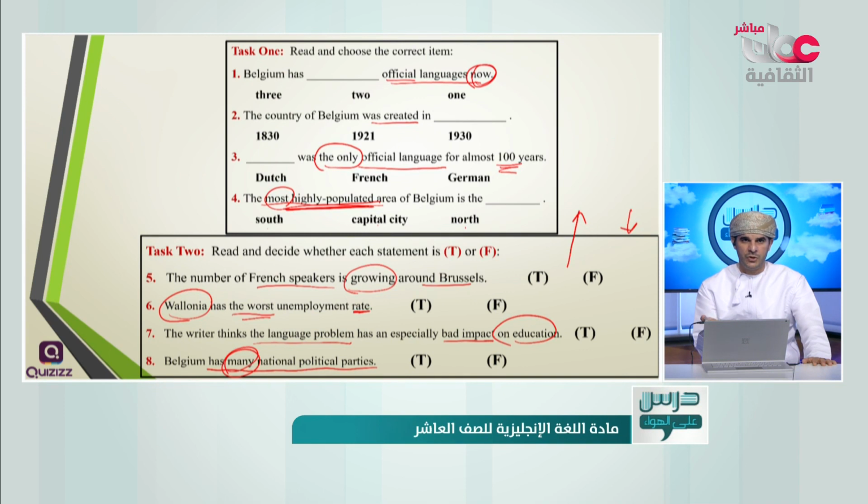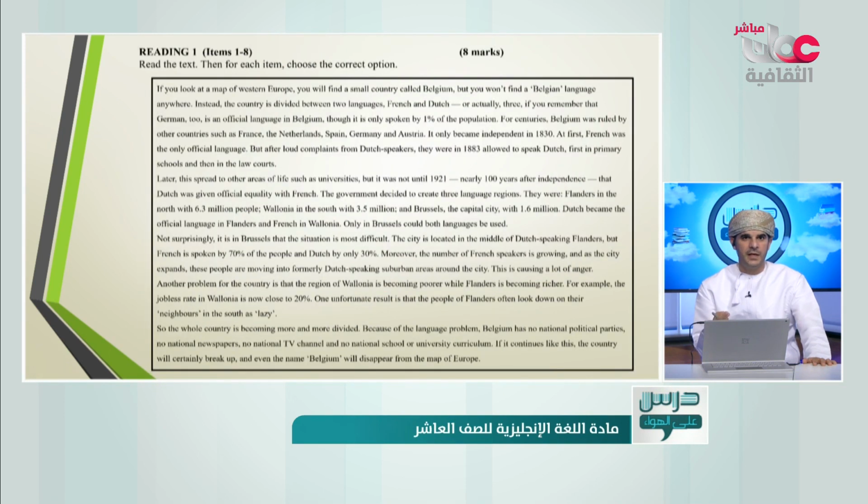Now, let's go to the reading. And here I advise you to read quickly once, like this one, like this. Follow me. If you look at a map of Western Europe, you will find a small country called Belgium, but you won't find a Belgian language anywhere. Instead, the country is divided between two languages, okay, here two languages, French and Dutch, or actually three, not two, three.